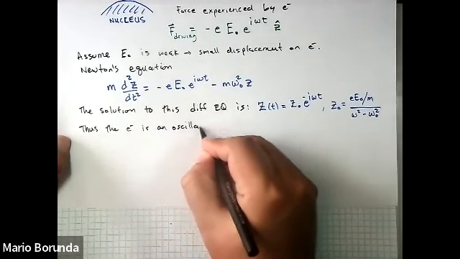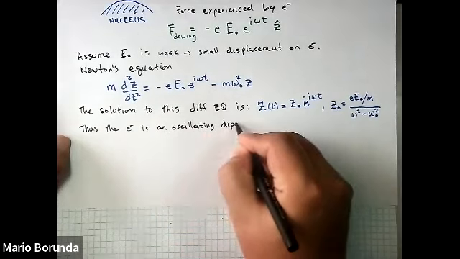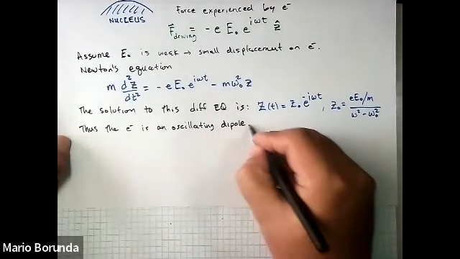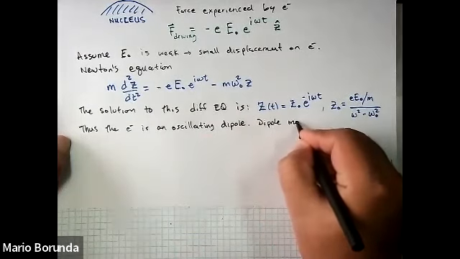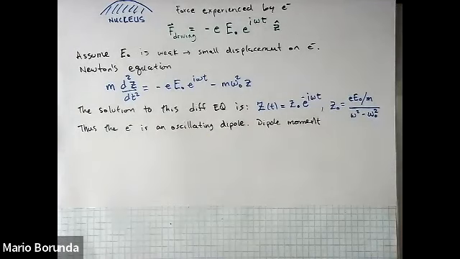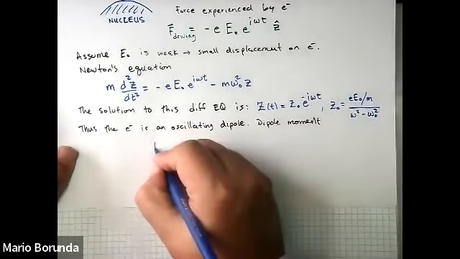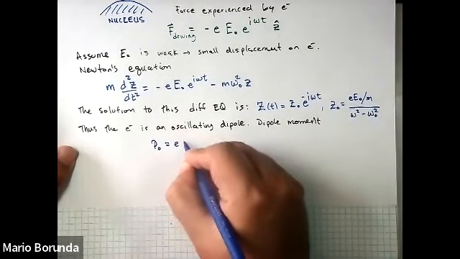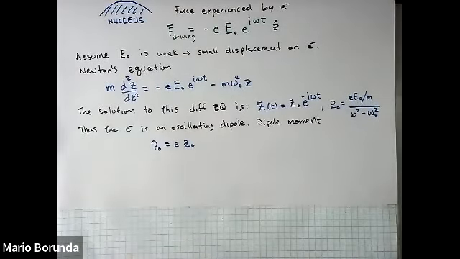It's an oscillating dipole. The dipole moment. And if you haven't seen this in E&M, let me know. It's just this. Questions? I think so. Yeah. So we have that.